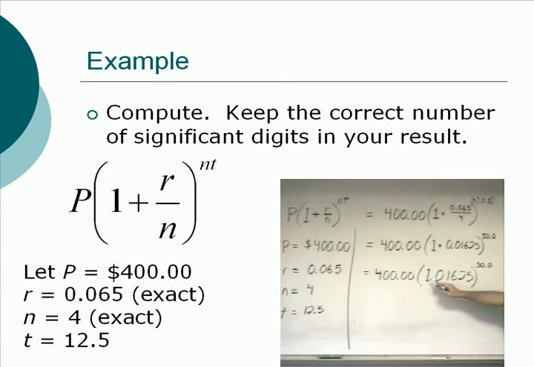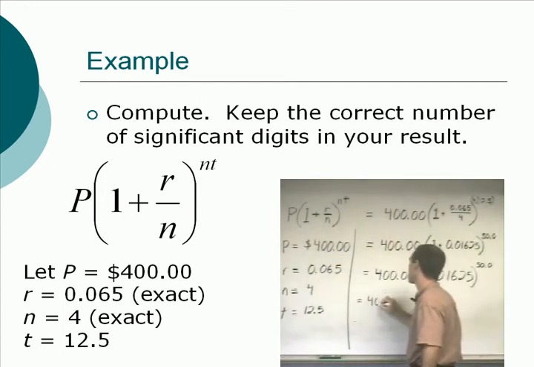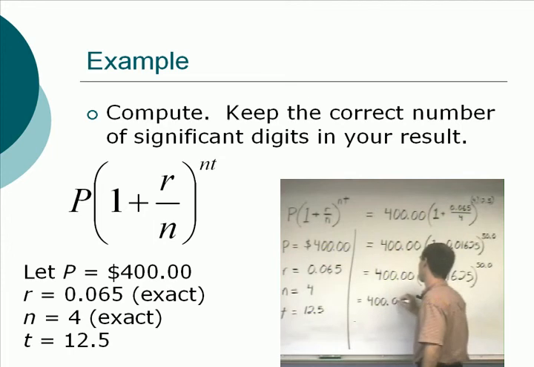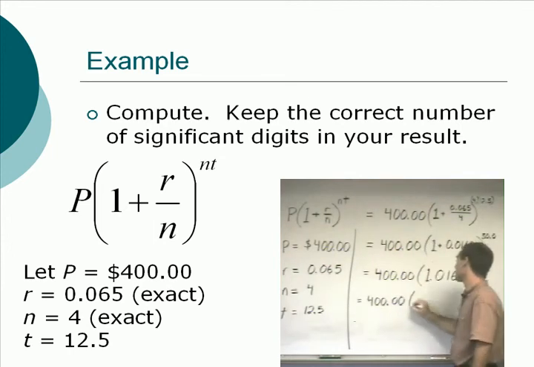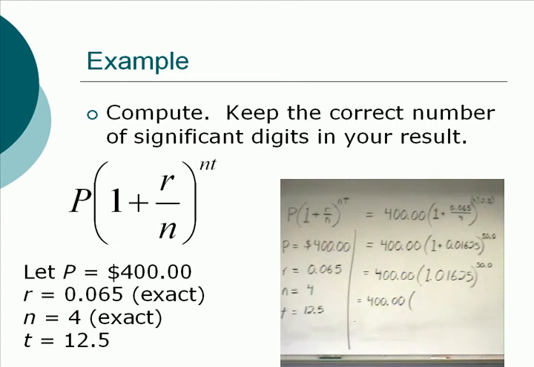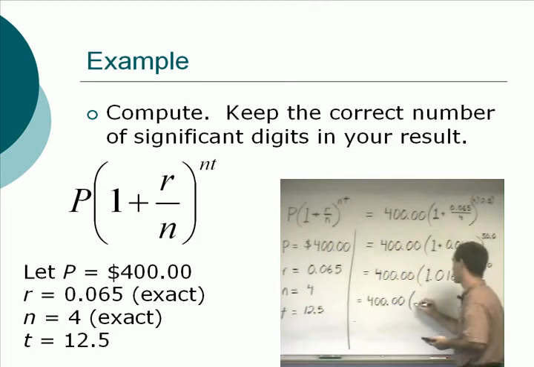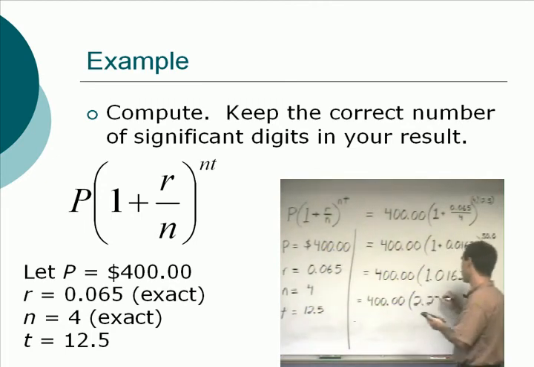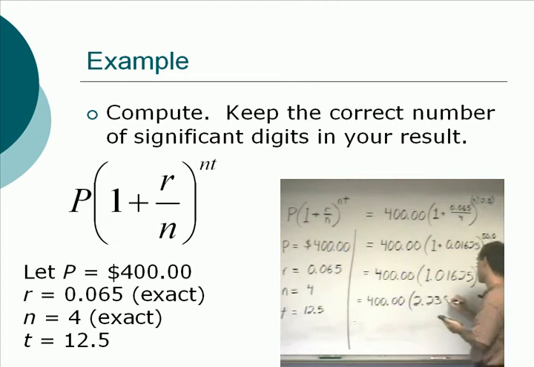Now we've got a bunch of significant digits here. 1, 2, 3, 4, 5, 6 to the 50th power. So how many sig digs are we going to have in this value? 6. Doesn't matter how many there are in the exponent. So this is going to become 400 times whatever that works out to, and it's going to be fairly long, but we're going to keep 6 sig digs. 1.01625 to the 50th power, 2.2388.